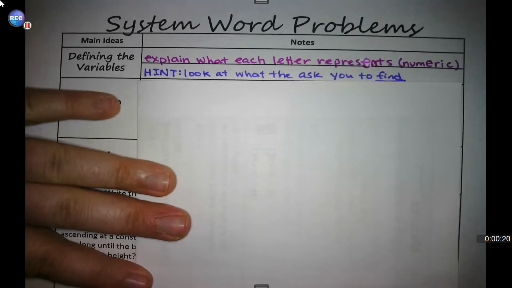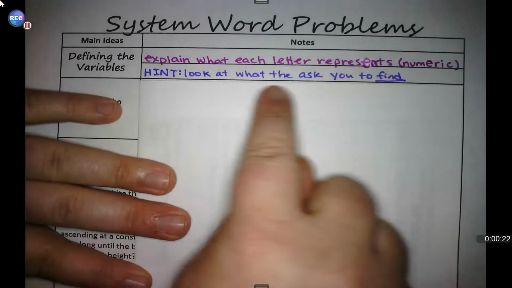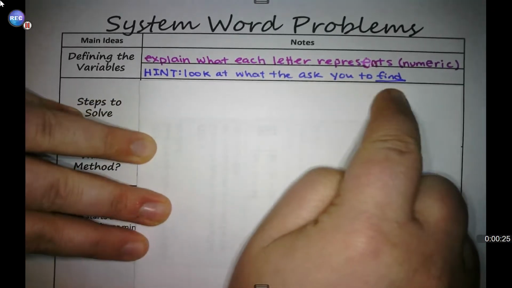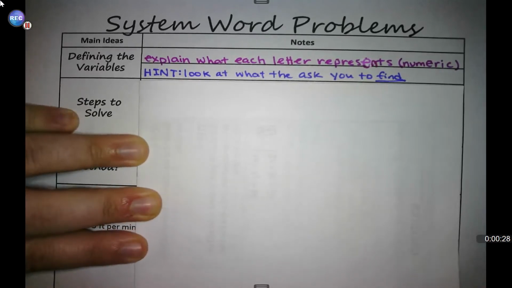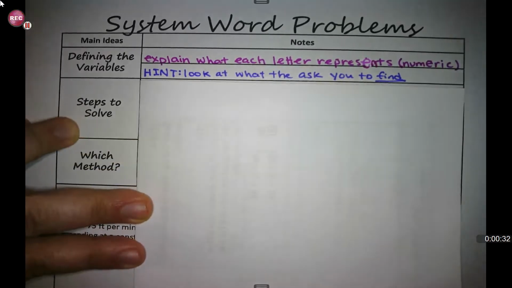My hint on what to make the variables is to look at what they ask you to find, because if they ask you to find it, that means it's unknown. So you might as well make it a variable. Then we have some steps to solve.